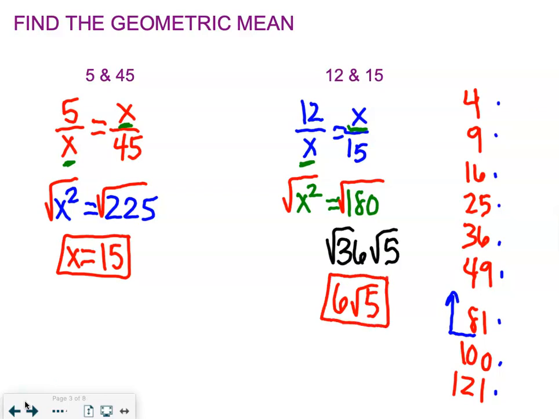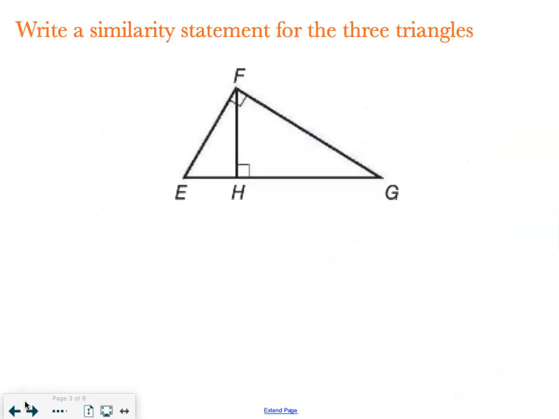If I totally lost you there, we'll be okay still. But just know we want to have either whole numbers, like 15 like we got over here, or we have to simplify our square root. Okay, so this is where that geometric mean will help us find missing lengths.